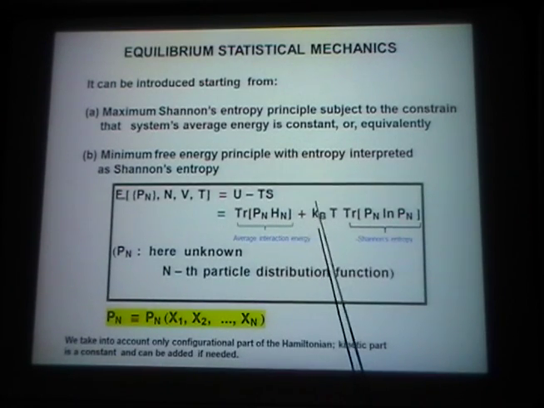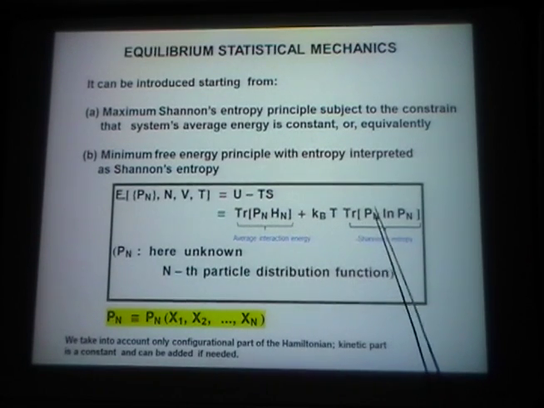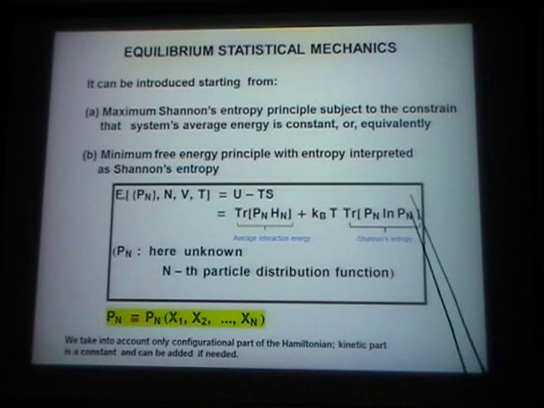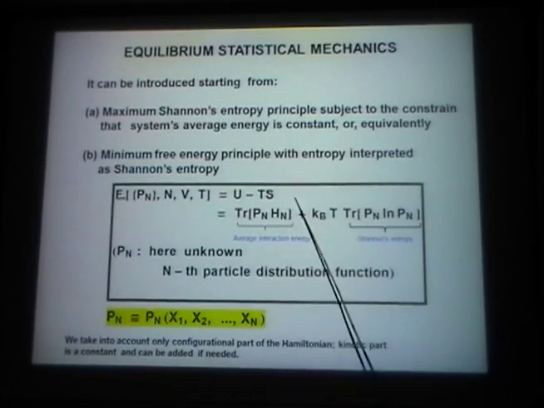I disregard here the kinetic part of the energy, and I will explain why I can do that. So actually, I can derive equilibrium statistical mechanics by using either the maximum Shannon entropy principle, subject to the condition that the average value of energy is constant, or I can equivalently minimize the free energy. You know that the Hamiltonian has its minimum because it has its ground state. So this quantity, when calculated in the family of n particle distribution functions, will certainly have a minimum. We also know that entropy, minus kB trace Pn log Pn, has a maximum, so minus entropy has a minimum. So this formula has a global minimum.